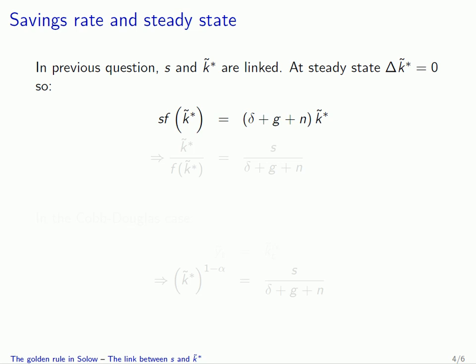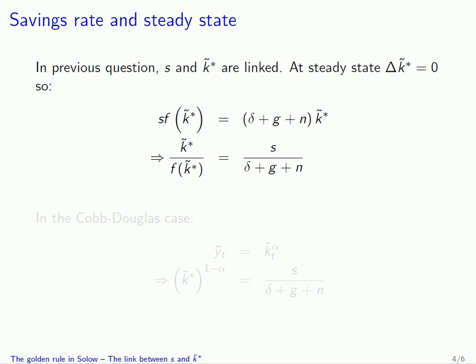Indeed, a way to see this is to use the fact that at steady state the variation in capital per effective worker is equal to 0. So using the law of motion for K tilde star, we'll write that S F of K tilde star is equal to delta plus G plus N times K tilde star. This formula in turn is equivalent to writing that K tilde star divided by F of K tilde star is equal to S over delta plus G plus N.